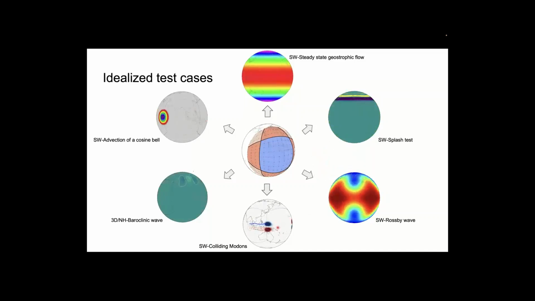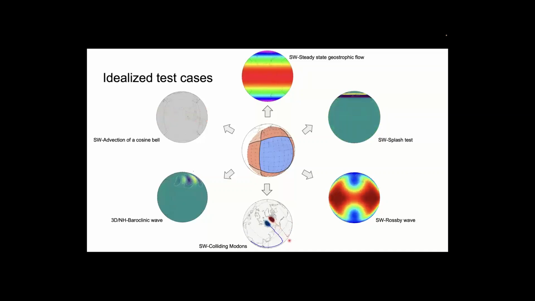The colliding modon test case is a really nice test case, also very hard to make work, especially over a corner. You will have two modons that are traveling, one to the east, one to the west. They meet in the middle, they exchange vortices, they travel back, and they meet again, and they have to come back to their initial solution. So this is also a stress case to test the ability of a dynamical core to simulate vertical flows.